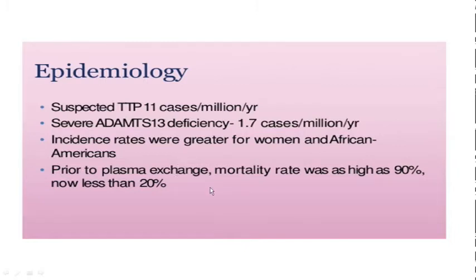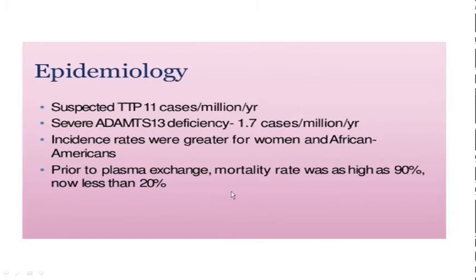as part of primary hemostasis. And TTP is a very fatal disease. Mortality rate is as high as 90%, but after plasma exchange came into play and has been used as a therapy, the mortality rate has come down to less than 20%.